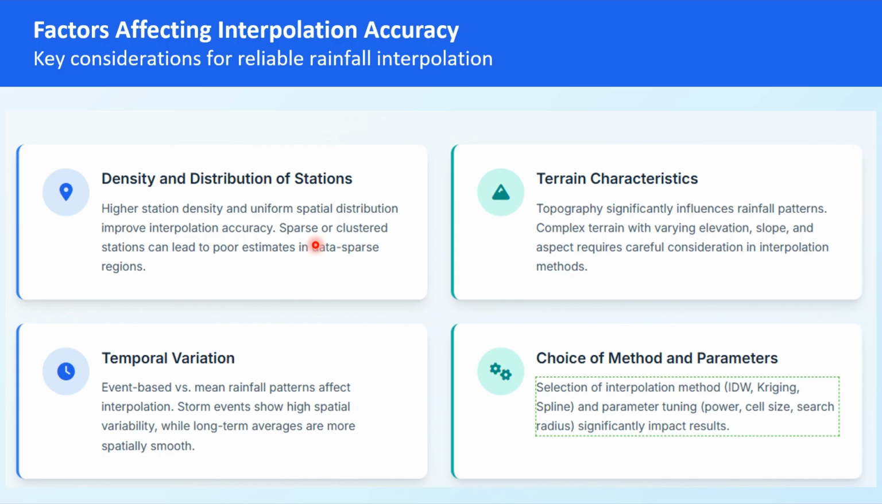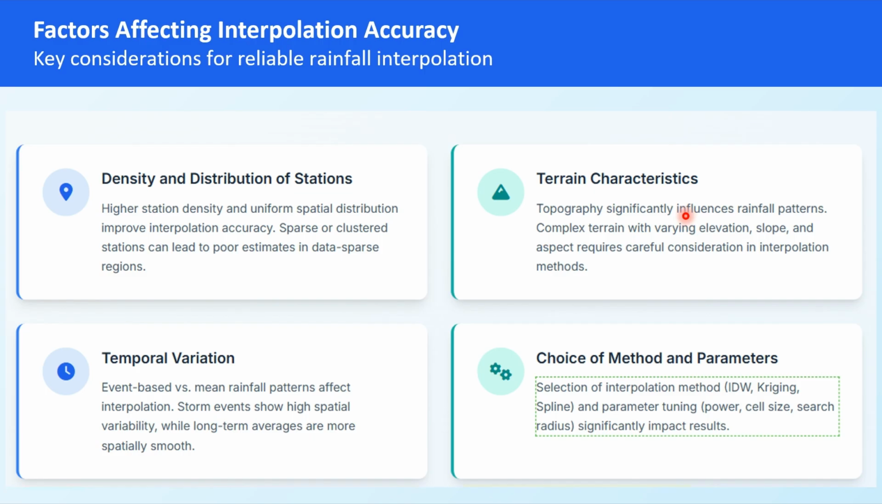For example, if I talk about the Himalayan region or any region where rainfall stations are fewer, in those cases your output or the accuracy of interpolation might not be that adequate. Terrain characteristics are also very important, like topography, which significantly influences the rainfall patterns. Complex terrain with varying elevation, slope, and aspect requires careful consideration in the interpolation method.